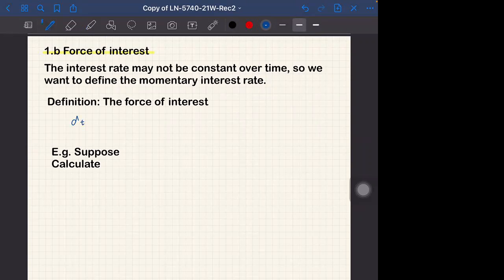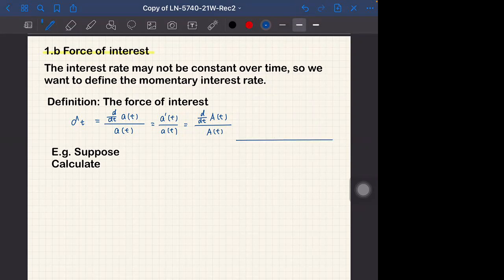delta sub t, is defined as the derivative of the accumulation function divided by a of t itself. So simply, if we think about the prime as the derivative with respect to t, a prime of t over a of t. Or we can just use the amount function also, so A of t, derivative of this, divided by A of t.